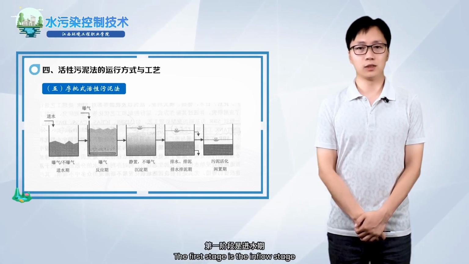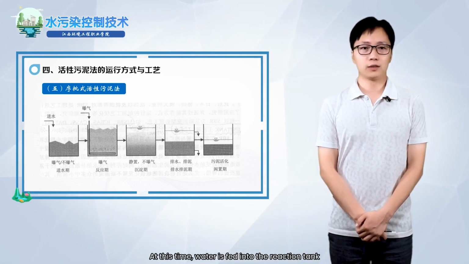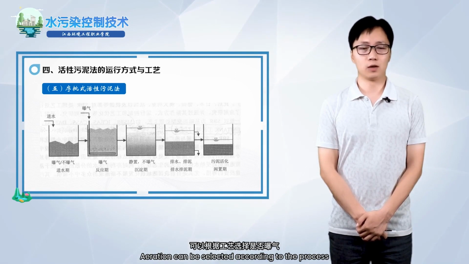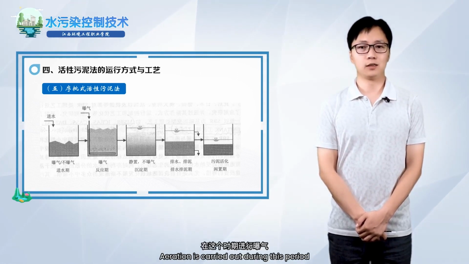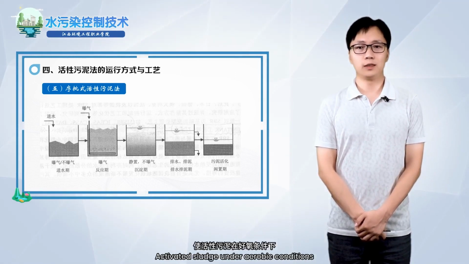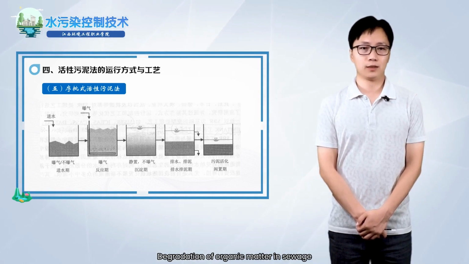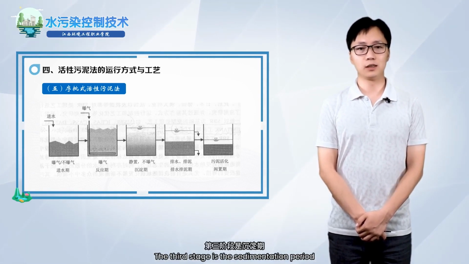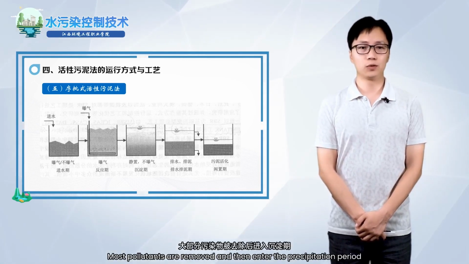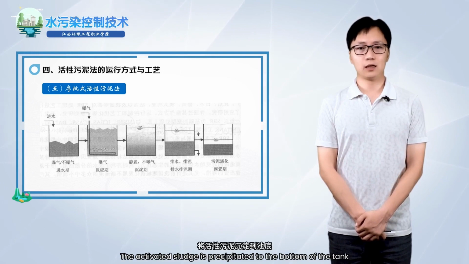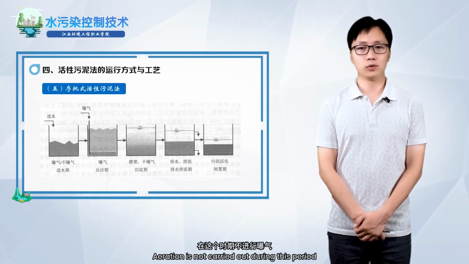The first stage is the inflow stage. At this time, water is fed into the reaction tank, and aeration can be selected according to the process. The second stage is the reaction period. Aeration is carried out during this period, and activated sludge under aerobic conditions degrades organic matter in the sewage. The third stage is the sedimentation period. After the reaction period, most pollutants are removed, and then it enters the precipitation period. The activated sludge is precipitated to the bottom of the tank. Aeration is not carried out during this period.